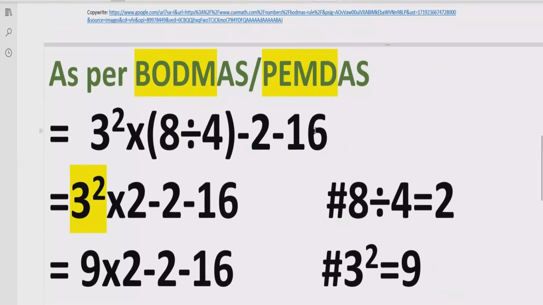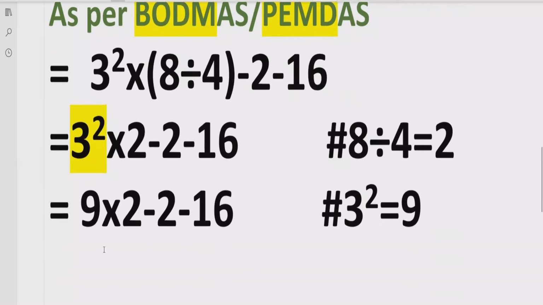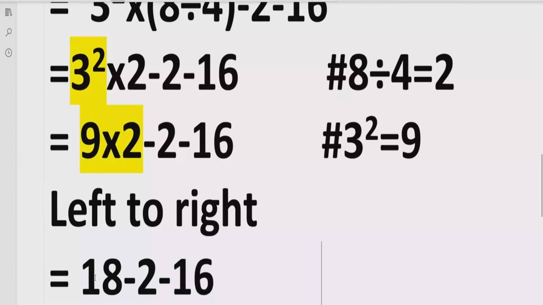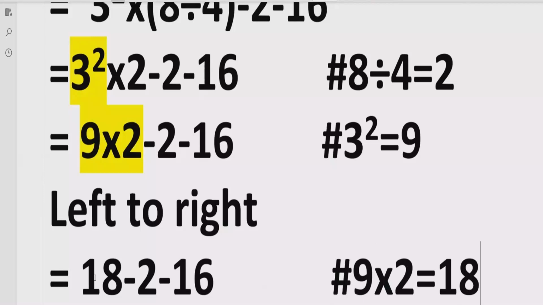Now we have to solve step number 3, which is division and multiplication, or you can say multiplication and division. Either you are using BODMAS or PEMDAS, the route is the same for both. So you have to go left to right and find out which is coming first. So now we have 9 multiplied by 2, which is coming first. So we will multiply both of them and get the answer 18. And minus 2 and minus 16, we will write as it is. And here we give the reference, 9 multiplied by 2 equals 18.